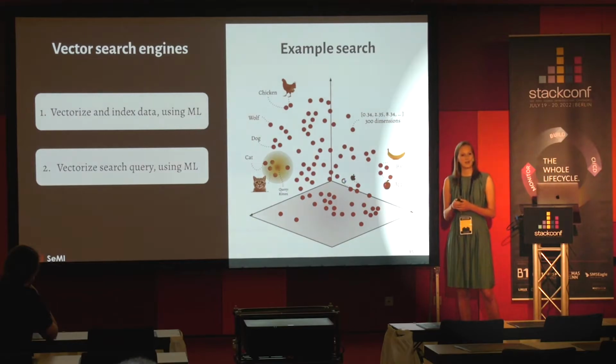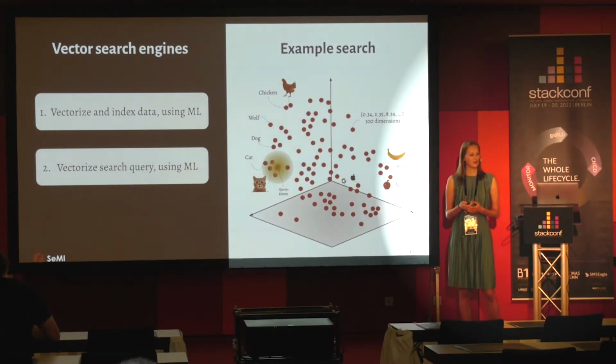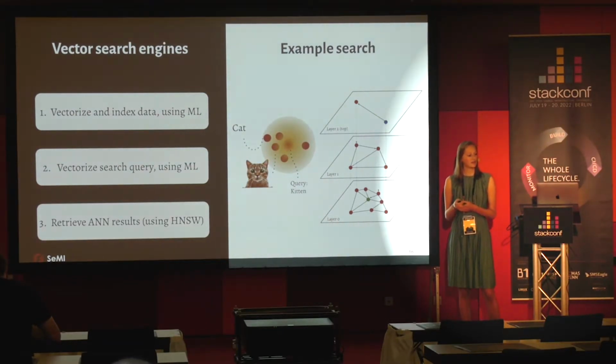So the second step is that you can do a search, which will also be vectorized using a machine learning model. And then the vector search engine will do an approximate nearest neighbor search to retrieve the results that you want.